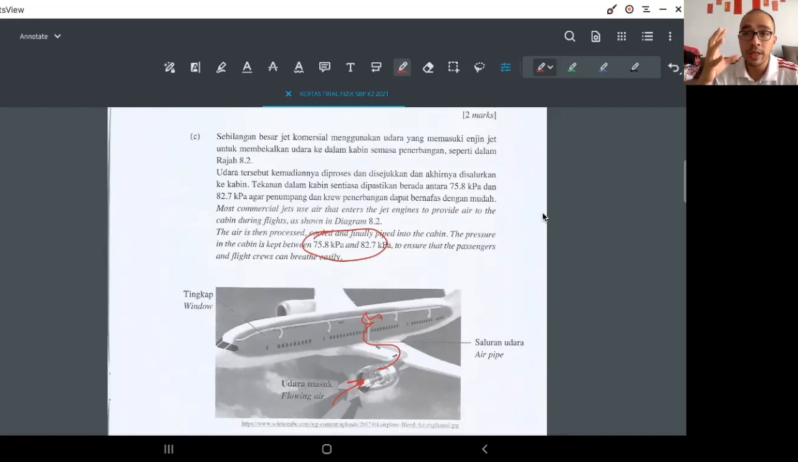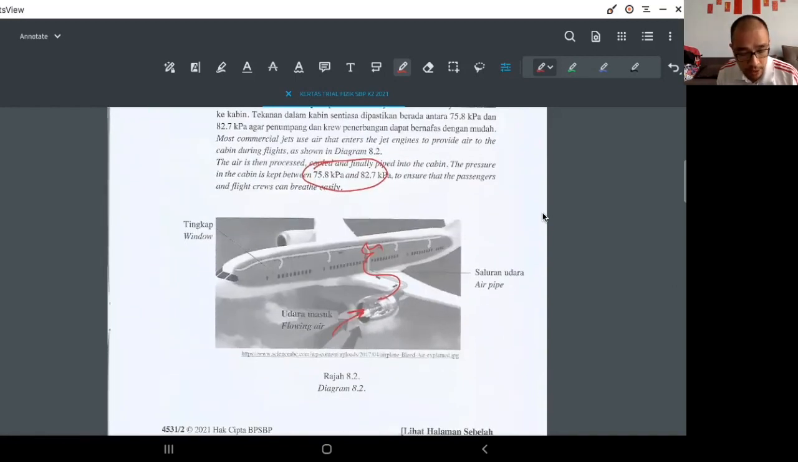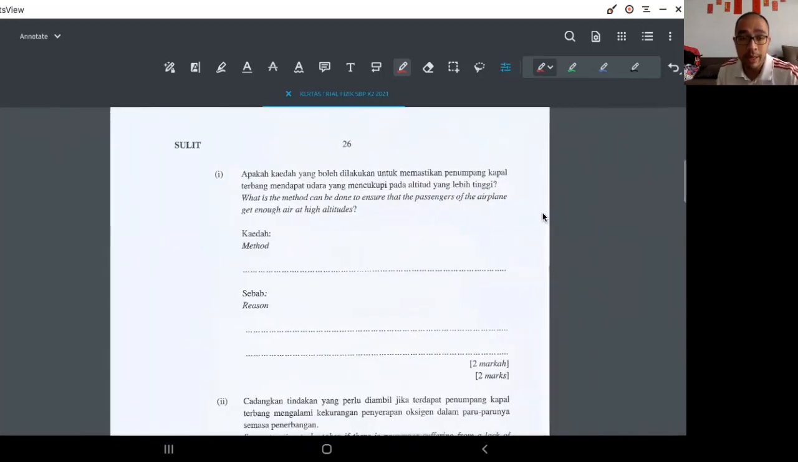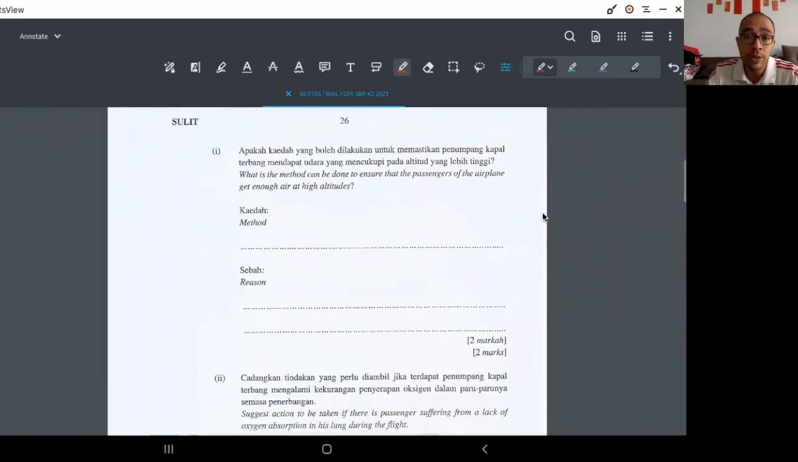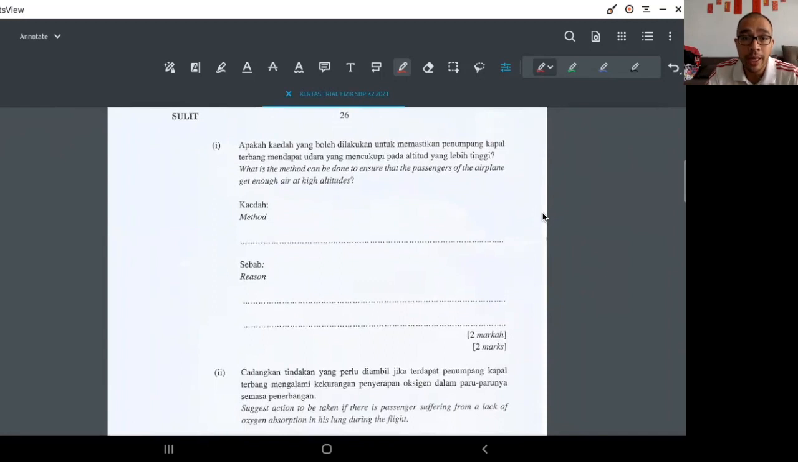Okay, so cabin pressure. The next time you go on a flight, when you hear the words cabin pressure, remember that it is an important thing. It's important to keep us alive so that we have enough oxygen to breathe. Now, what is the method that can be done to ensure that the passengers of the airplane get enough air at high altitudes?